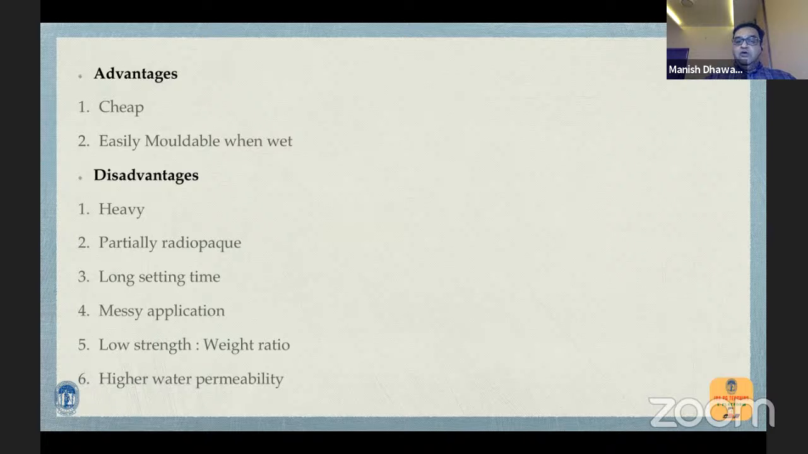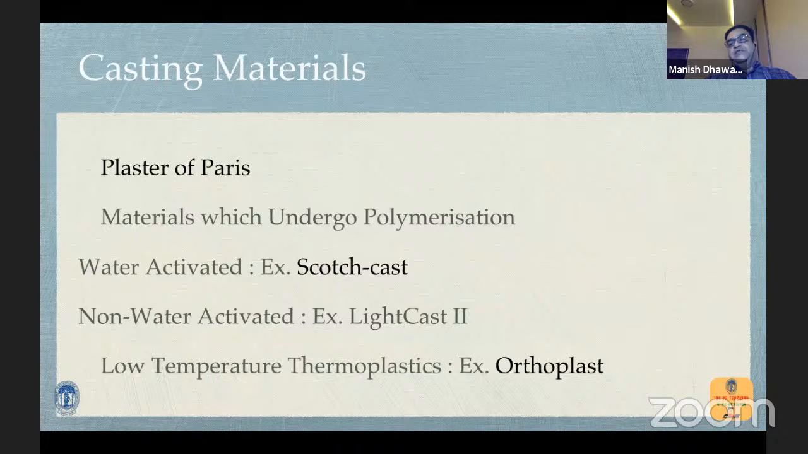You can spoil your clothes, and in the room you can have a lot of mess. It has a low strength to weight ratio and high water permeability. So you have to protect this with a low temperature thermoplastic, orthoplast. So these are the latest advances.